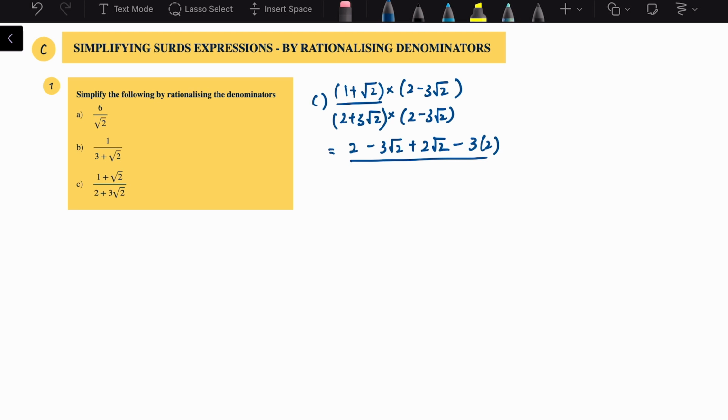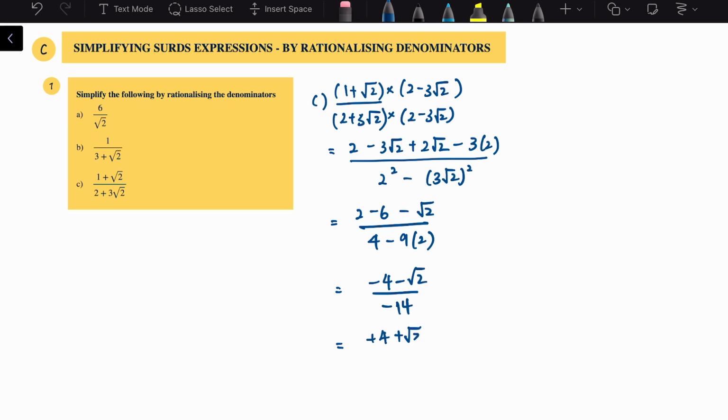Now, simplify the bottom, the denominator, using the difference of squares formula like this. Continue to simplify further. And we'll have the denominator as 4 minus 9 multiplied by 2. Simplify it further. And we will have minus 4 minus root 2 over minus 14. Now, to remove the minus sign, all we need to do is to multiply a minus 1 on the numerator, which gives us 4 plus root 2 over 14. And this will be the final answer.